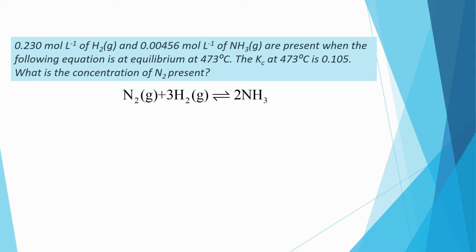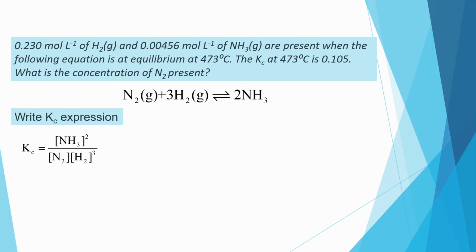But what we're not told here, we're told the concentration of hydrogen and the concentration of ammonia, but we're not told the concentration of nitrogen. That makes sense because they're asking us what is the concentration of nitrogen. First step, we're going to draw the Kc expression. Here it is. Second step, we're going to substitute the values we have.